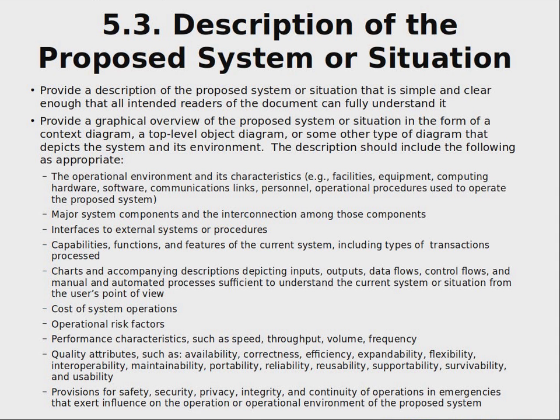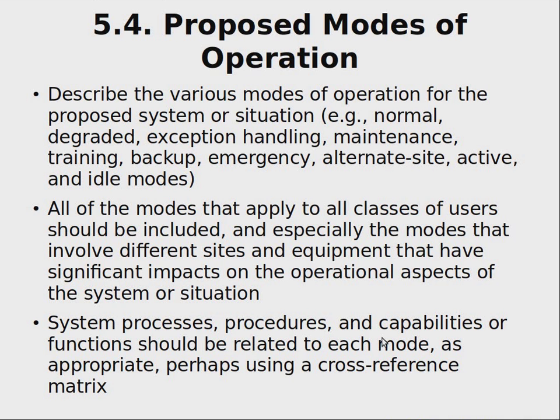And then you describe in more detail this new system, how it will work, how many parts it will have, like interfaces, capabilities, functions, charts, costs of operations, risk factors, etc. How it will be improved, for example, speed, throughput, amount of data, frequency, different kinds of quality attributes like higher availability, better correctness, efficiency, expandability, flexibility, safety, privacy, security, and so on.